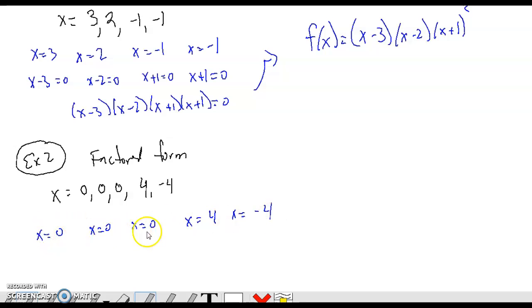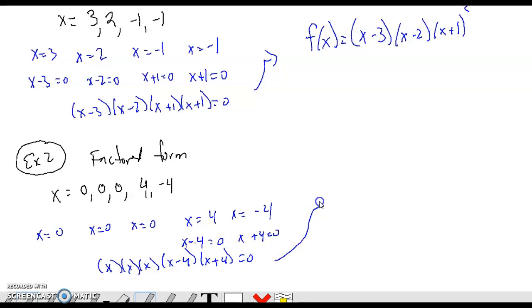Set this one equal to 0, we have the same one. This would have been x plus 4, this would have been x minus 4, and this one x plus 4 equal to 0. So this would be x, x, x, x minus 4, x plus 4 equal to 0. So our final answer would be x cubed, x minus 4, and x plus 4. You can set that equal to f of x.